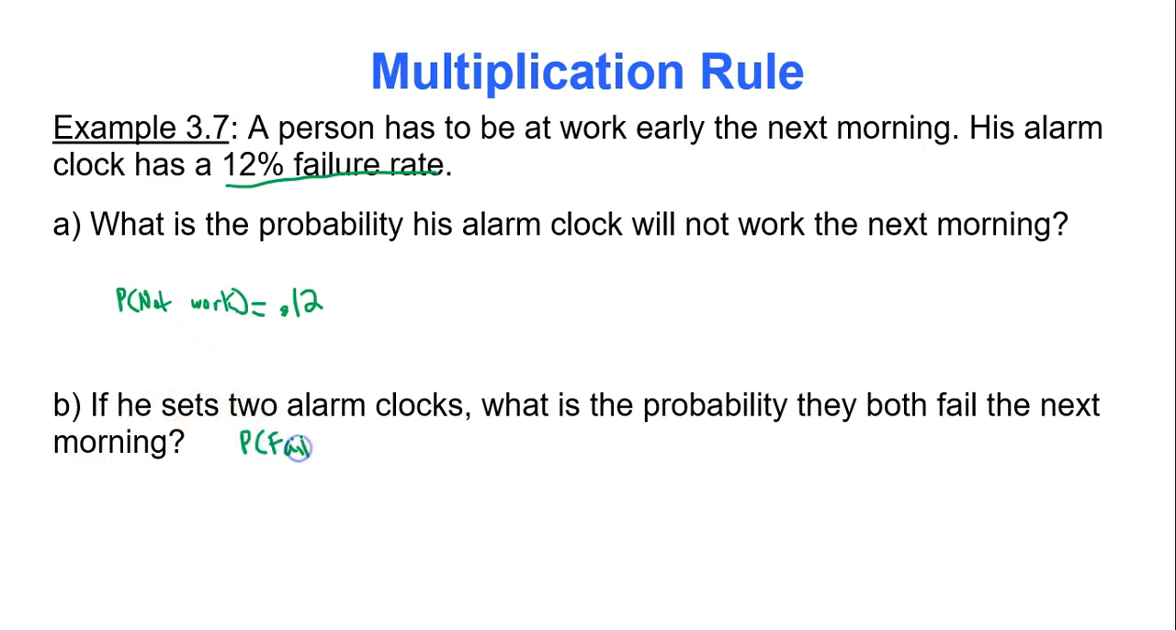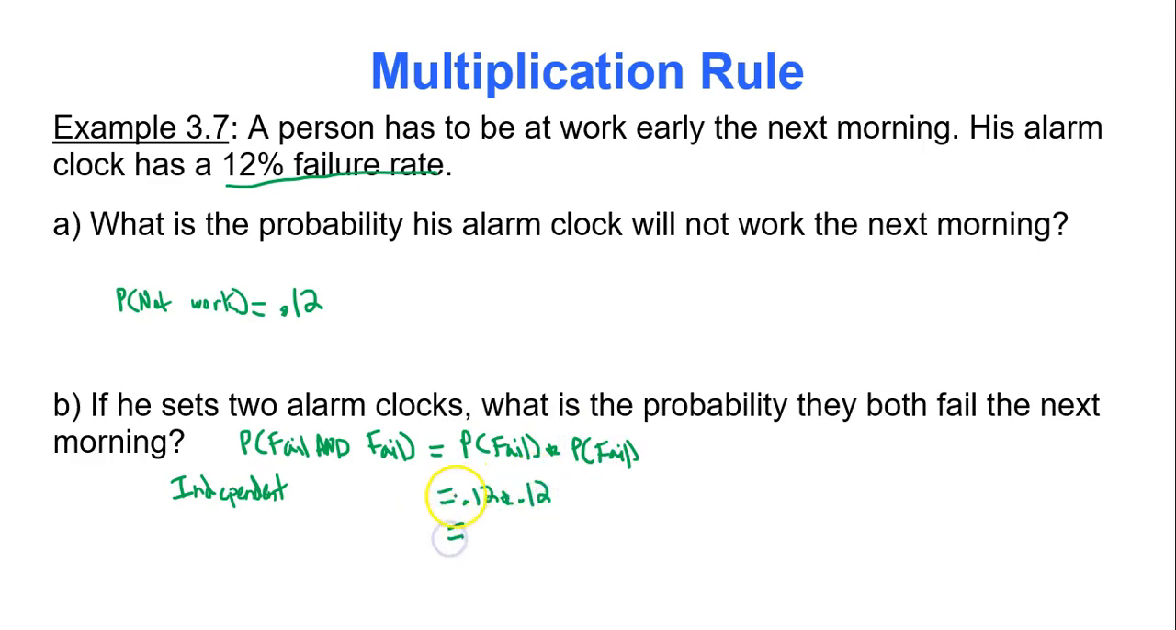So the probability the first one fails, and then the probability the next one fails. Well, are they independent? If one alarm clock doesn't go off, will it impact the probability that the next one won't go off? No, it doesn't. These two events are independent. The two alarm clocks operate separately. So literally all I have to do is take the probability the first alarm clock fails and multiply it by the probability the second alarm clock fails. So 0.12 times 0.12. And it turns out that we go down to 0.0144. So a 1.5% chance of our alarm clock failing. So that's a little bit better.